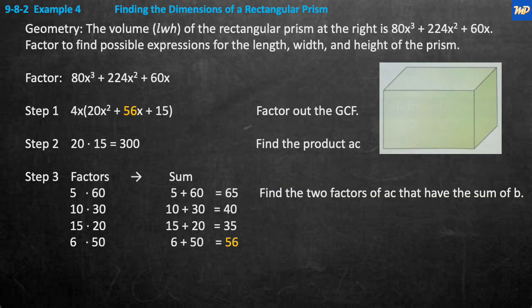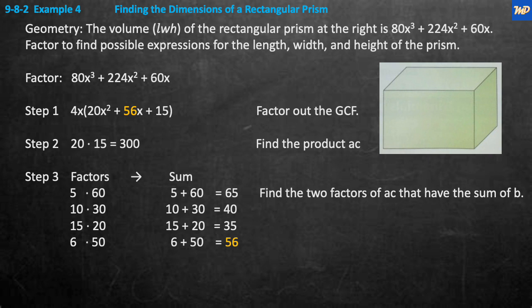Okay, example 4. Finding the dimensions of a rectangular prism. It says this is a geometry problem. The volume, length times width times height, of a rectangular prism at the right, this is the picture of it, is 80x cubed plus 224x squared plus 60x. Factor to find the possible expressions for the length, width, and height.